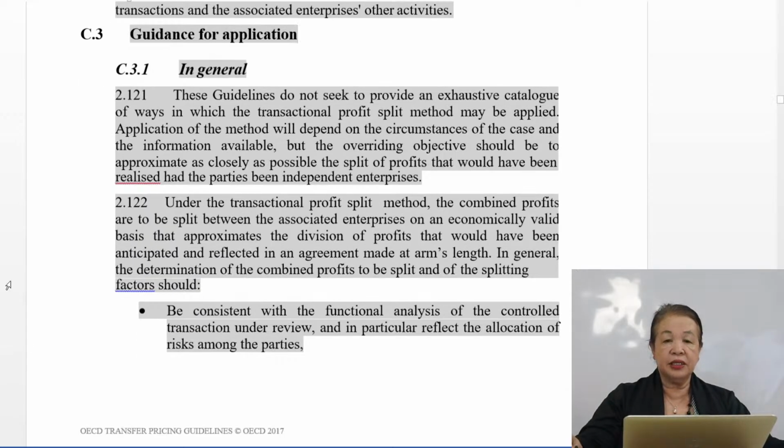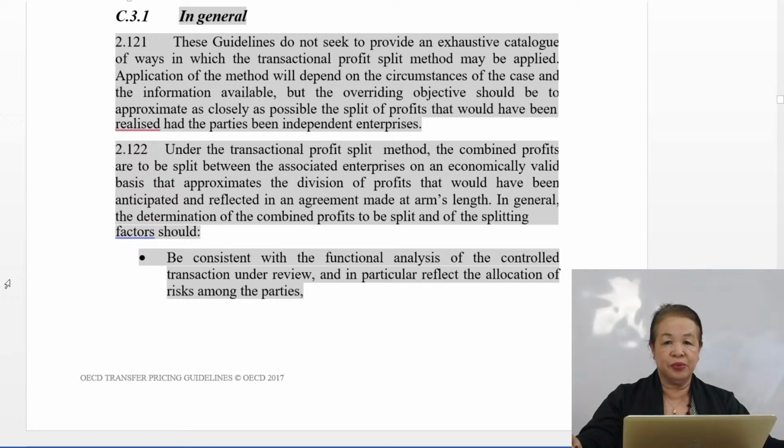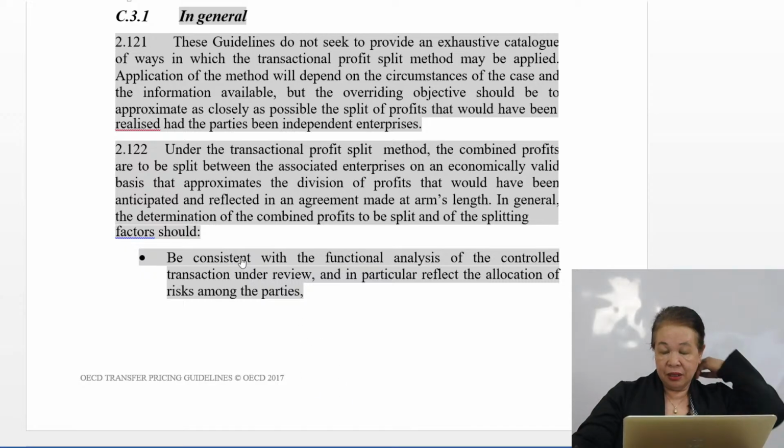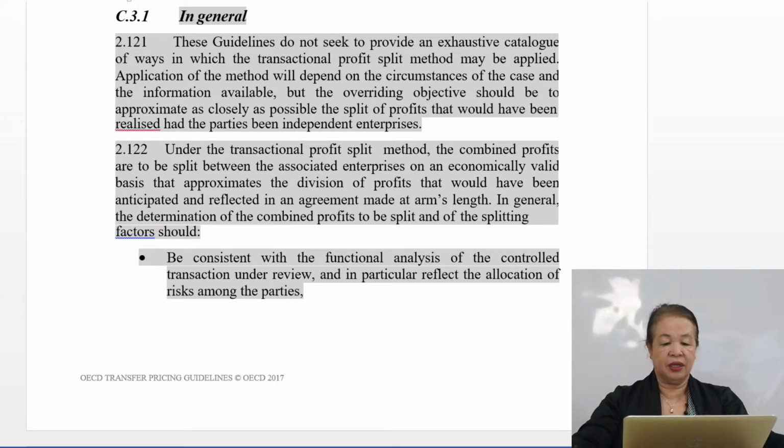So, in general, the determination of the combined profits to be split and of the splitting factor should be consistent with the functional analysis of the controlled transaction under review and in particular reflect the allocation of risk among the parties. So our factors still apply: the functions, assets, and risks. Whatever its function is should also be a factor in splitting the profit, and whatever allocation of risk goes to it should also be the basis of its share of the profit.